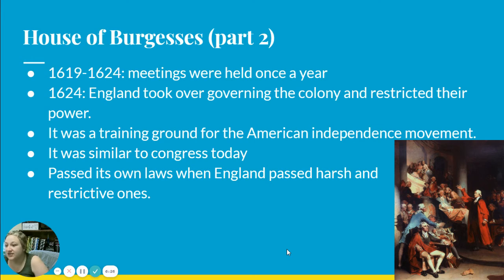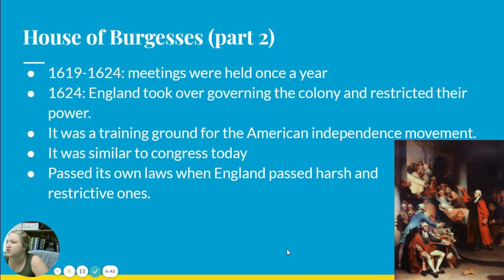Meetings were held once a year from 1619 to 1624, and in 1624, England took over the governing of the colony and restricted their power, which means they didn't allow them to do as much as they had before. They didn't allow them to do everything they wanted to. But it was a training ground for the American independence movement.